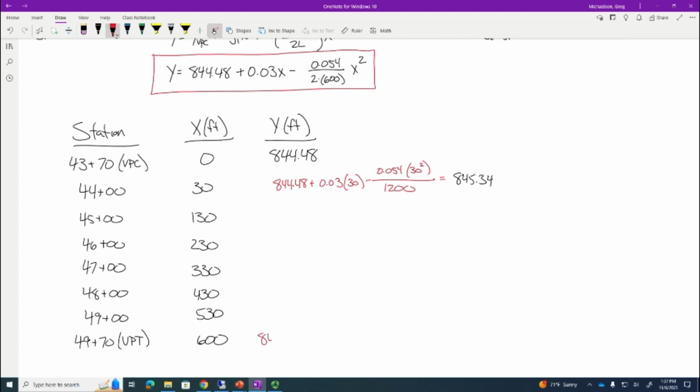So this is 844.8 plus 0.03 times 600 minus 0.054 times 600 squared over 1200. What do we get for that? 846.28. Do I have a second on that?